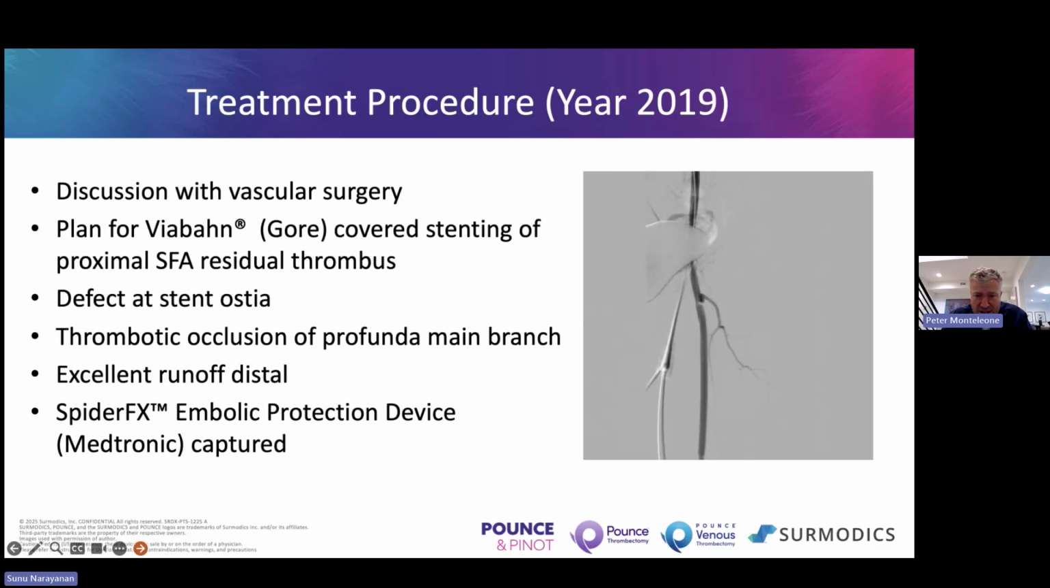At this point, again, we talked to vascular surgery, who was available, about what to do. It was like, well, we have some flow. Let's see if we can tack up what we have. We put a Viabahn down from the ostial SFA down into the SFA. You could see that defect right at the origin.